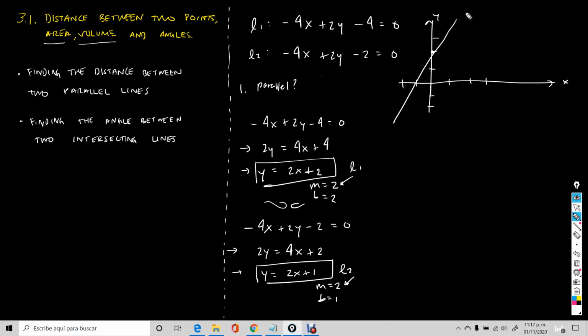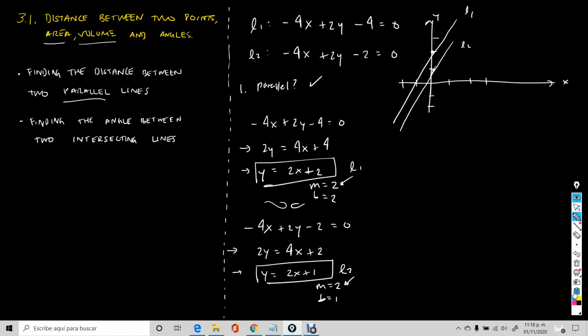This is going to be L1, more or less. And L2 is going to look more or less in this way. It's going to cross right over here. Okay, so this is what you do. You first make sure that they are parallel, because remember that this concept of distance between two parallel lines is only defined for parallel lines, not any other type of line. Okay, so they are parallel and we can continue.